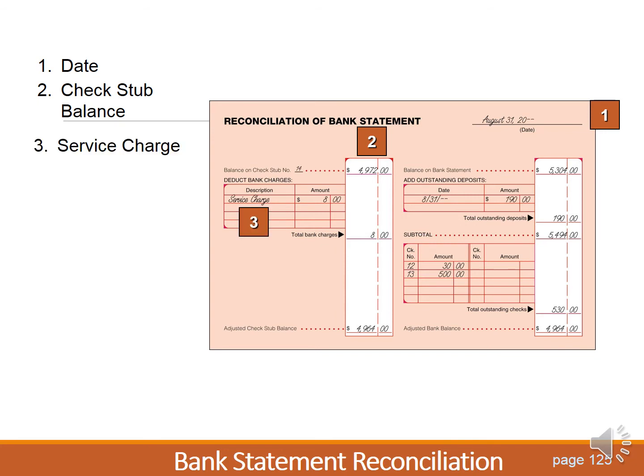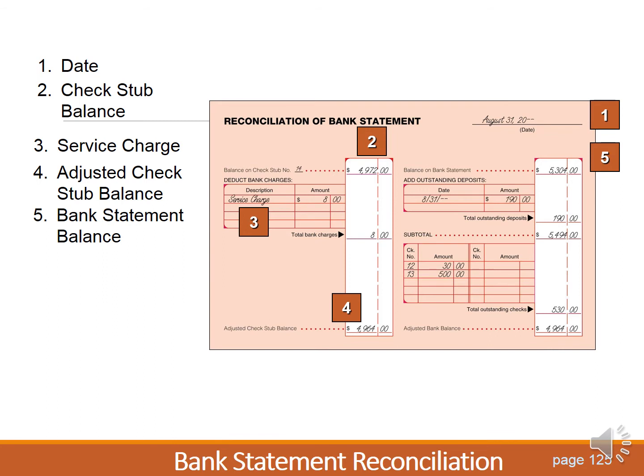We will go to the deduct bank charge section on the left-hand side, and we will record any bank charges. On this reconciliation statement, we see that we have a service charge of $8. We will total up our bank charges, and on the line where it says total bank charges, we will put our total. Then we will subtract our total bank charges from our balance on our check stub to come up with our new adjusted check stub balance.